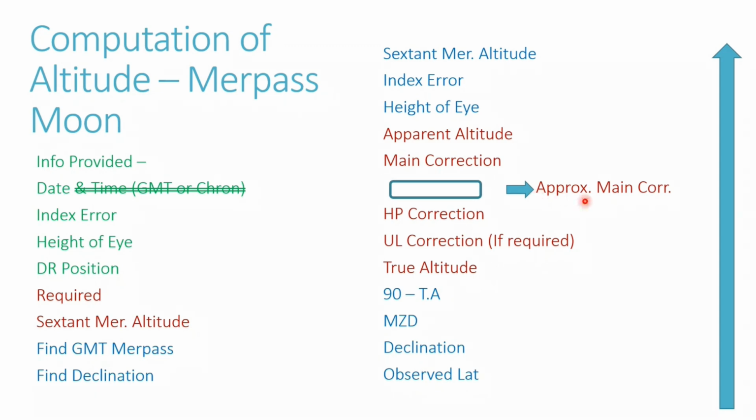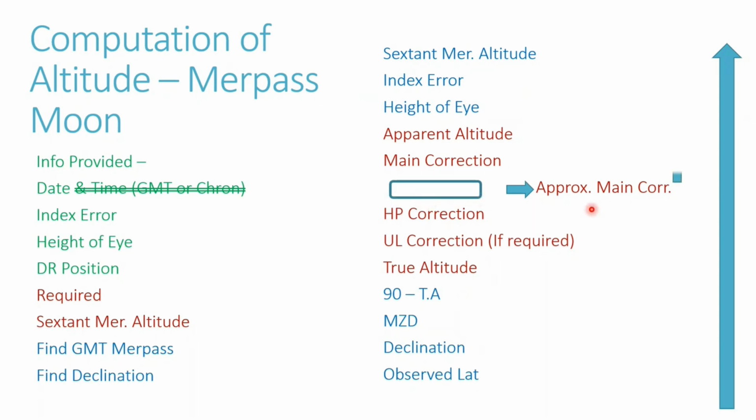Why is it approximate? Because we did not enter the table with the apparent altitude. The apparent altitude was not known to us. What was known to us was this uncorrected altitude. So that is why this main correction is approximate. But nevertheless, we have an approximate main correction available with us now. We apply this approximate main correction to the uncorrected altitude, in the reverse way.